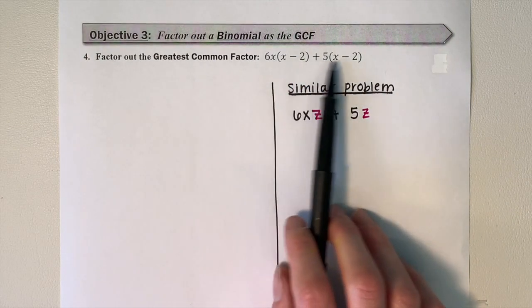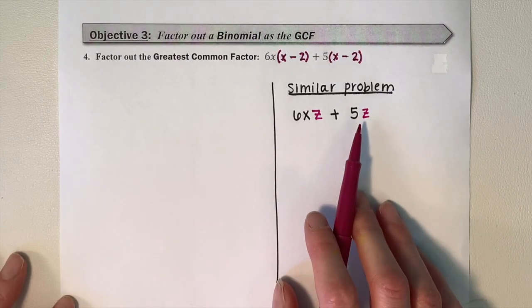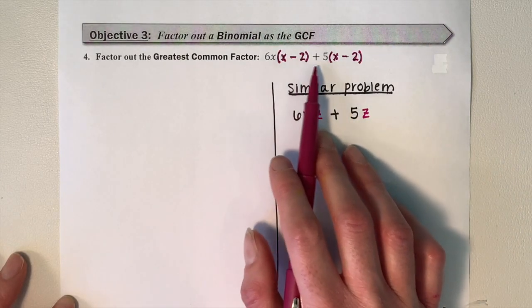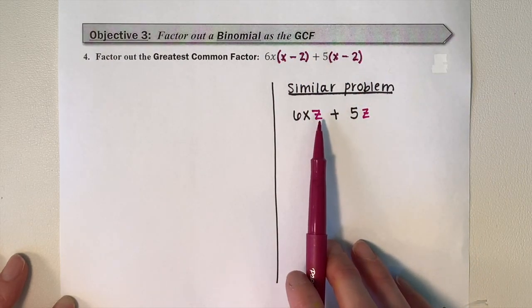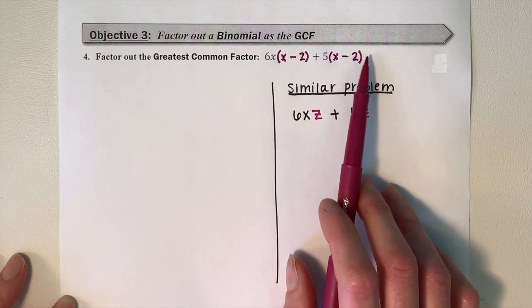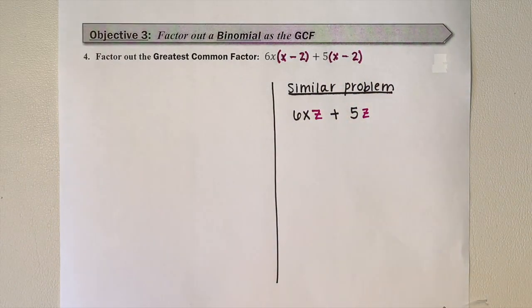Before we work through this problem, I want to look at a similar problem. This problem here is almost identical to this given problem. The only difference is that I've replaced the x minus 2 with z here, and I've replaced the x minus 2 with z here. Now let's factor out the greatest common factor.